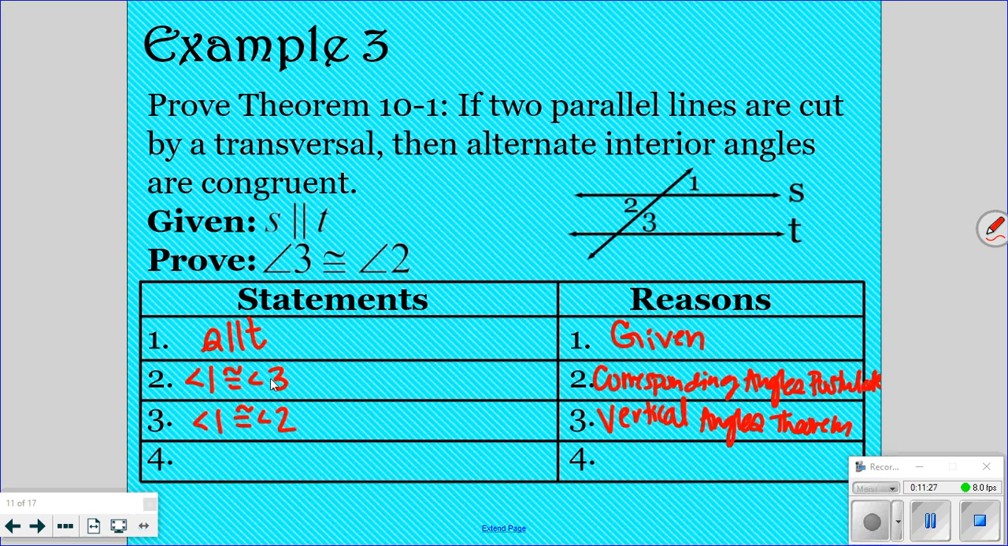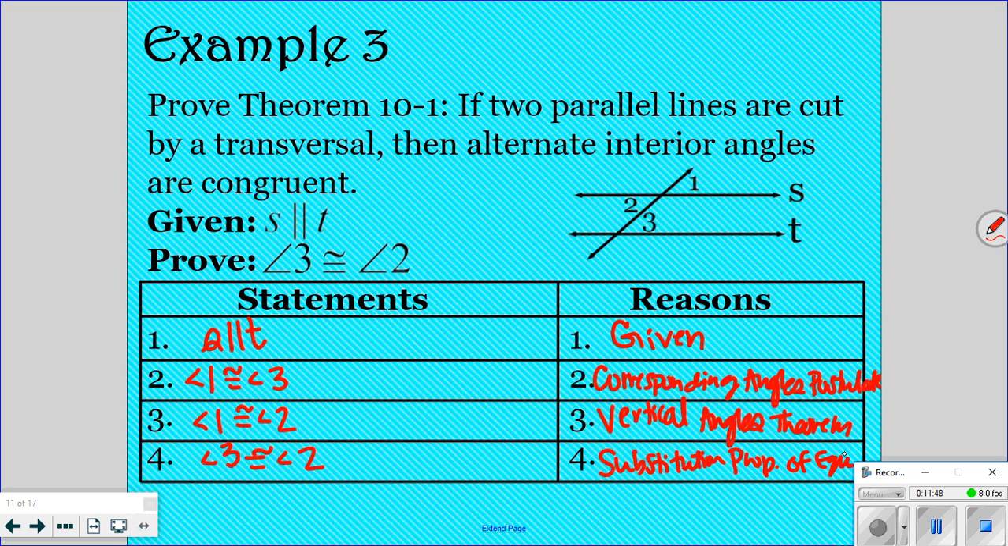So if angle 1 is congruent to angle 3 and angle 1 is congruent to angle 2, that means that angle 3 is congruent to angle 2. And that would come from substitution property of equality. Okay, so that's how you would do a 2-column proof.